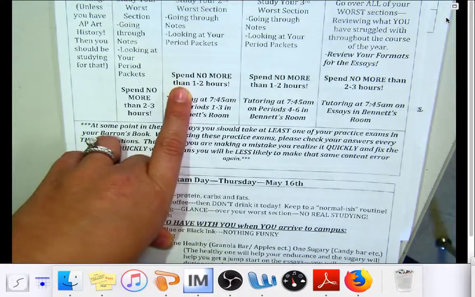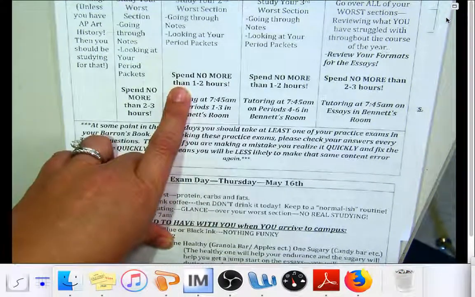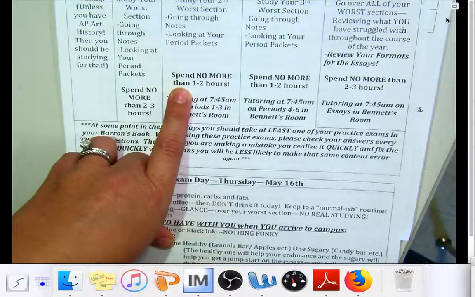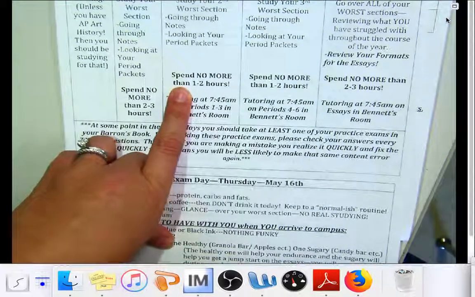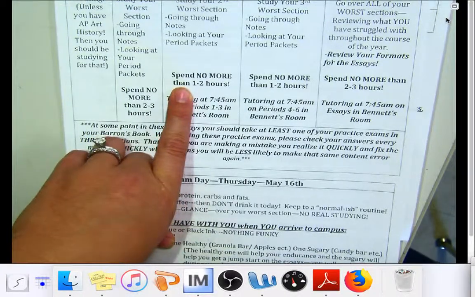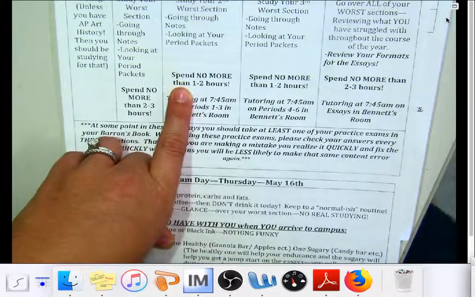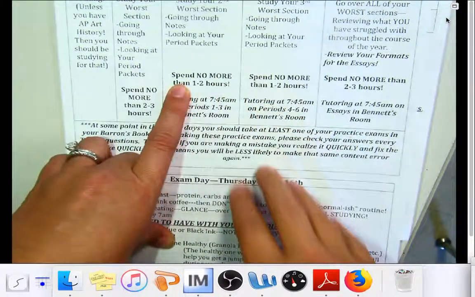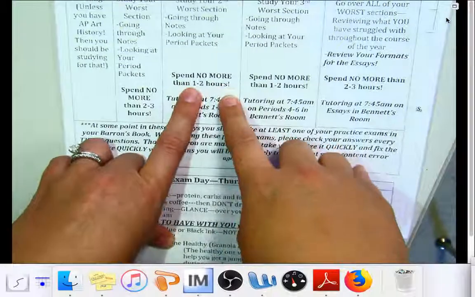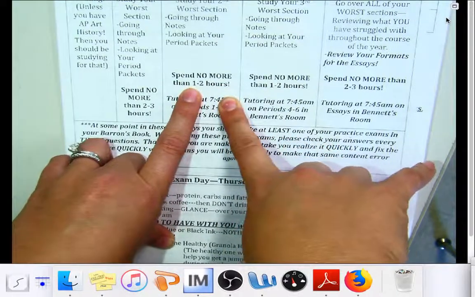Now, keep in mind, Ren's stuff complements my stuff. My stuff complements Ren's stuff. So it's not a betrayal on Ren. It is a betrayal if you don't study mine. Okay? Oh, it was a joke. So, 1 to 2 hours on Monday.